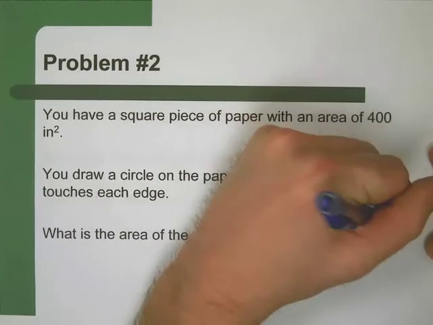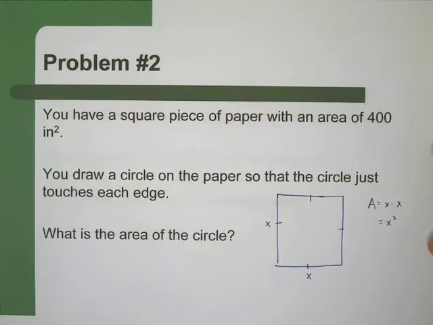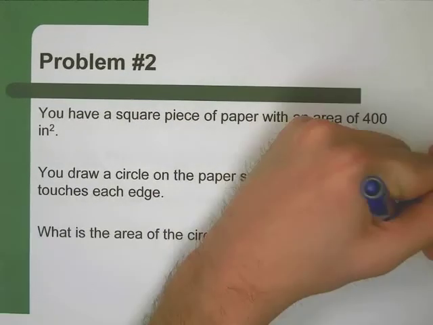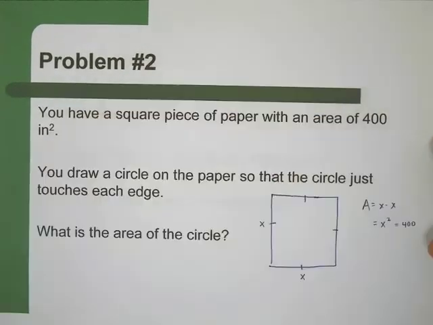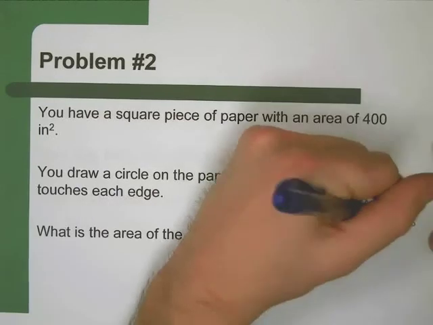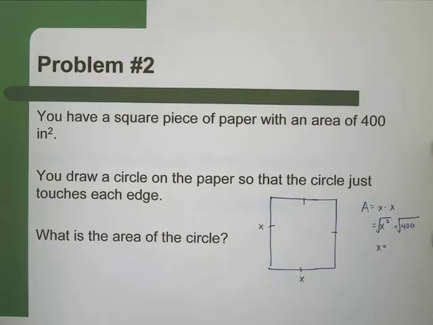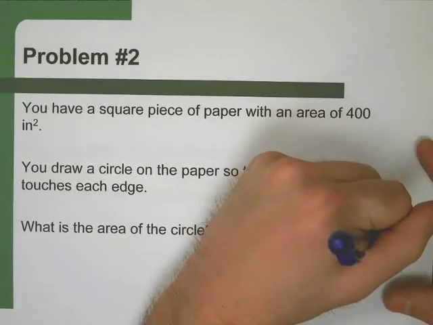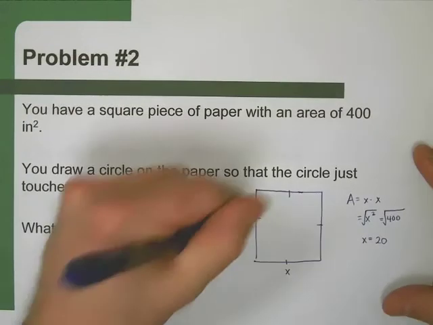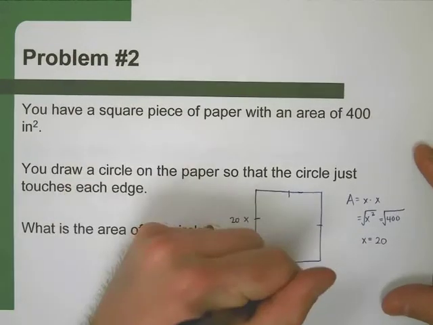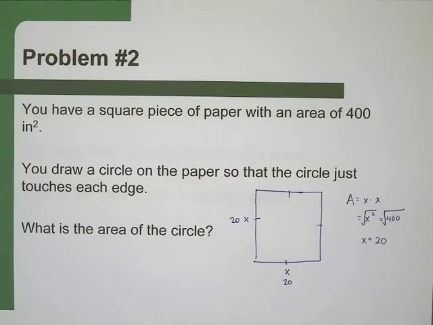Base times height, which is x times x, which is x squared. And in this case, that x squared is equal to 400. So how do I get rid of a square? Well, I square root both sides, right? If I square root both sides, ignoring the plus or minus, because I'm not going to have a negative side dimension, that wouldn't make any sense, it looks like then x is 20. So this is a 20 by 20 piece of paper, right?